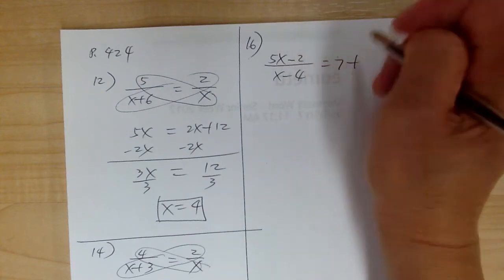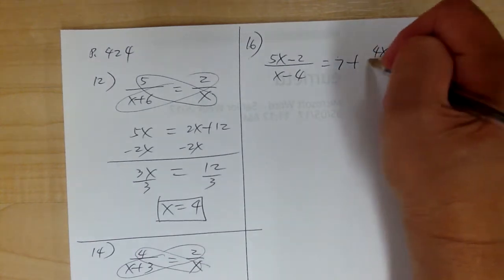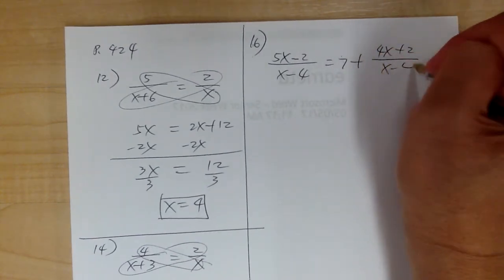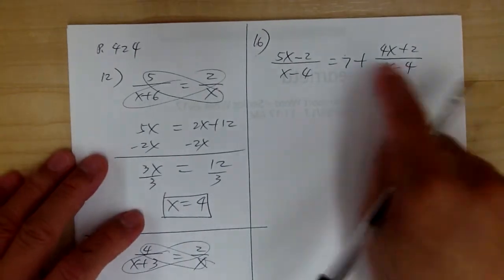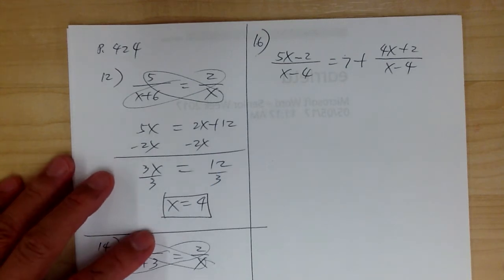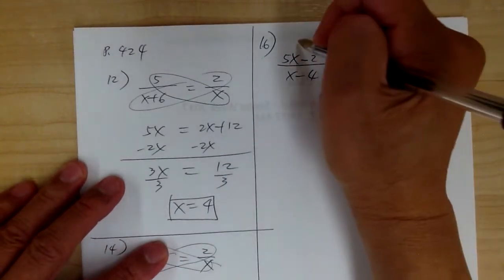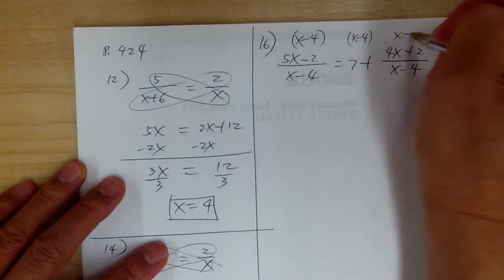(5x minus 2) over (x minus 4) equal to 7 plus (4x plus 2) over (x minus 4). So this one you have lots of terms. To get rid of the fraction, you can multiply by the LCD. So multiply by x minus 4, x minus 4, x minus 4.